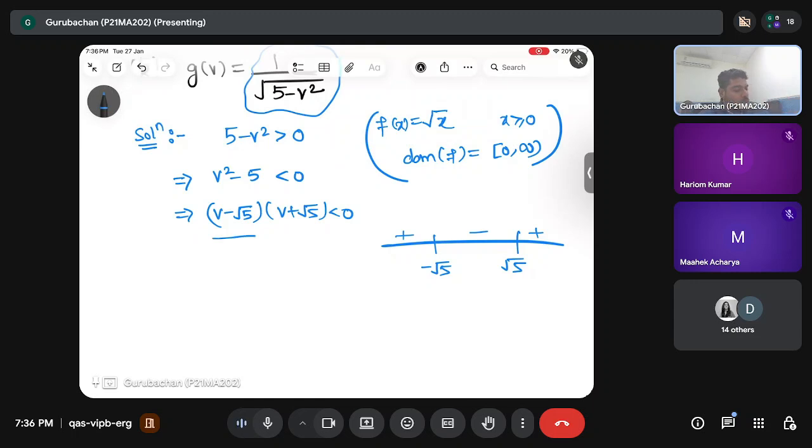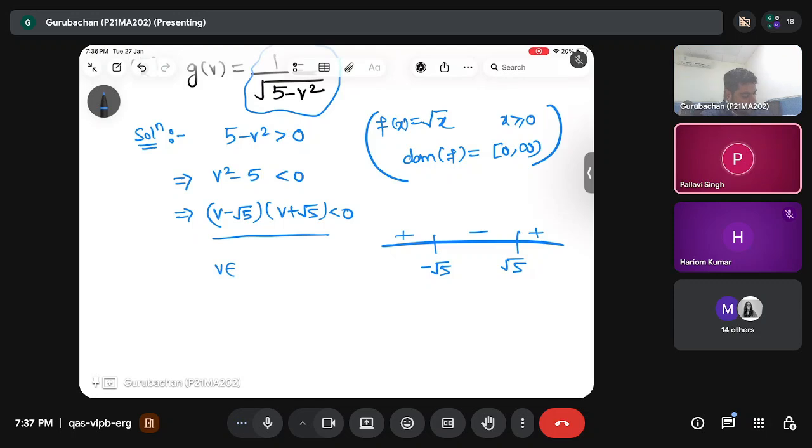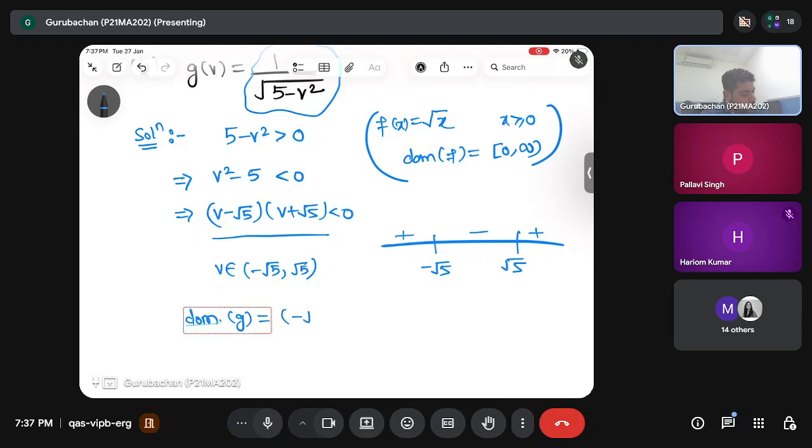Now what do you want this product to be? Negative. You want your LHS to be negative. So which interval will you take? Negative root 5 to root 5. So what is the domain of your function g? Clear to everybody?